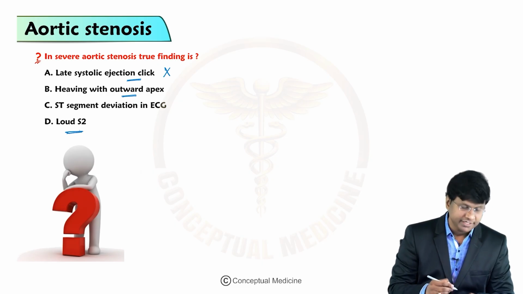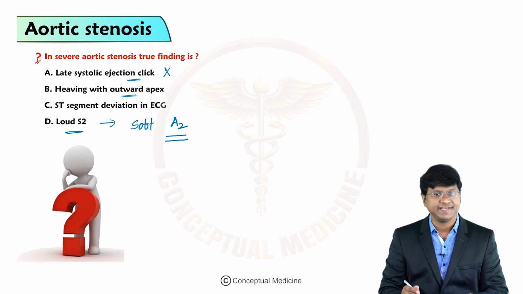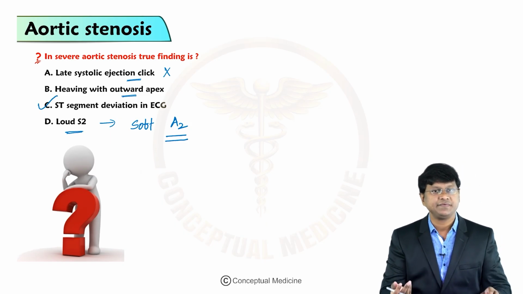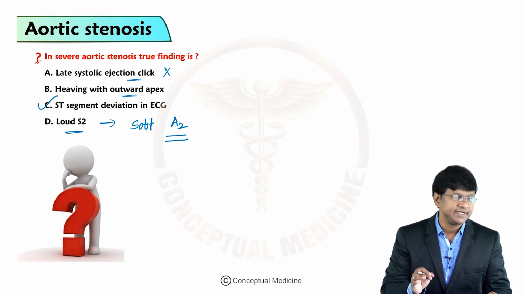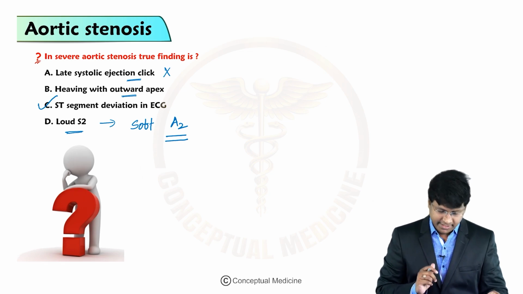And loud S2 is not a feature in case of severe aortic stenosis. So you will have a soft A2. Right? You will have a soft A2 in severe aortic stenosis. Then what about the ECG finding? Yes. In severe aortic stenosis, the ST segment deviation in ECG is suggestive of severe aortic stenosis. Next question.